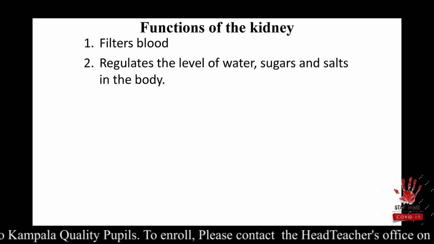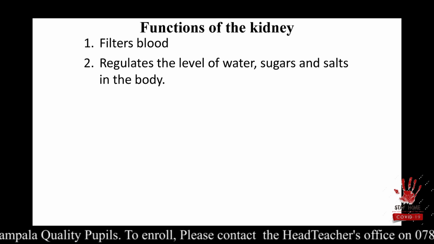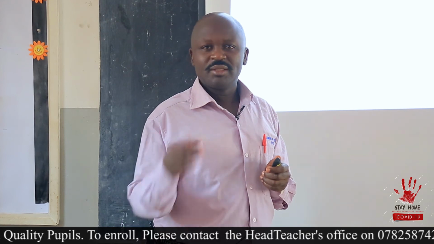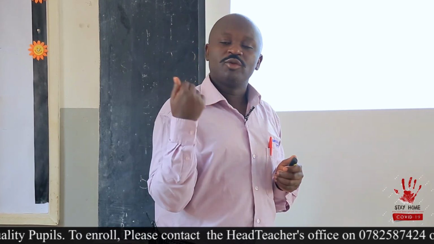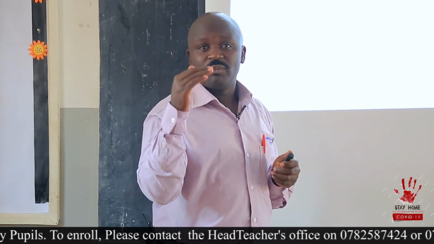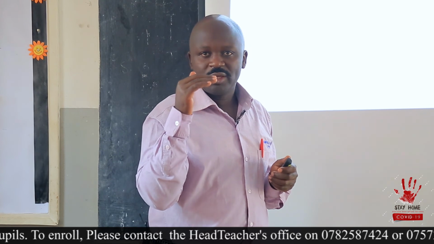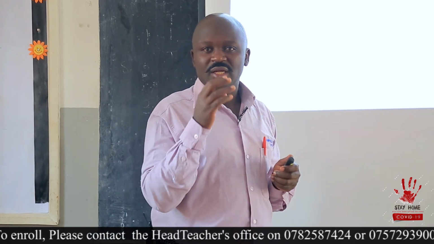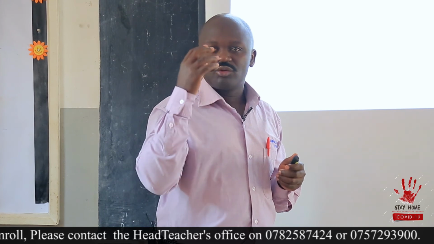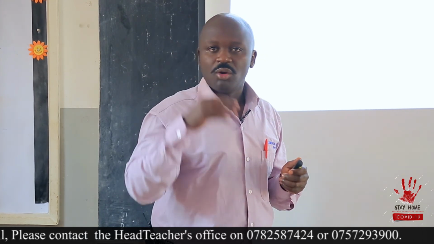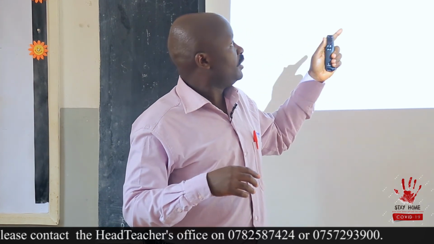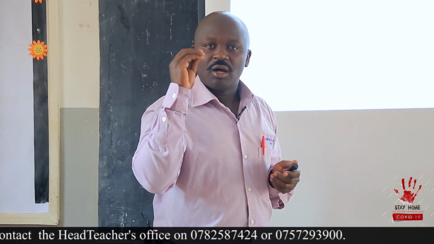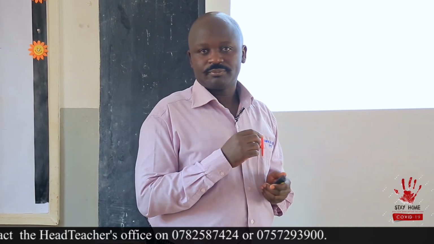Then also the kidney controls or regulates the level of water, sugars, and salts in the body. Meaning that if there is too much water, that's why we normally go for short call so many times. The body is trying to balance or to control the amount of water and even salts and even sugars in the body. That means that salts, water, and sugars get out of the body with the help of the kidney through urine. That means that our urine contains water, contains sugar, and contains salts. So those are the two functions of the kidney.